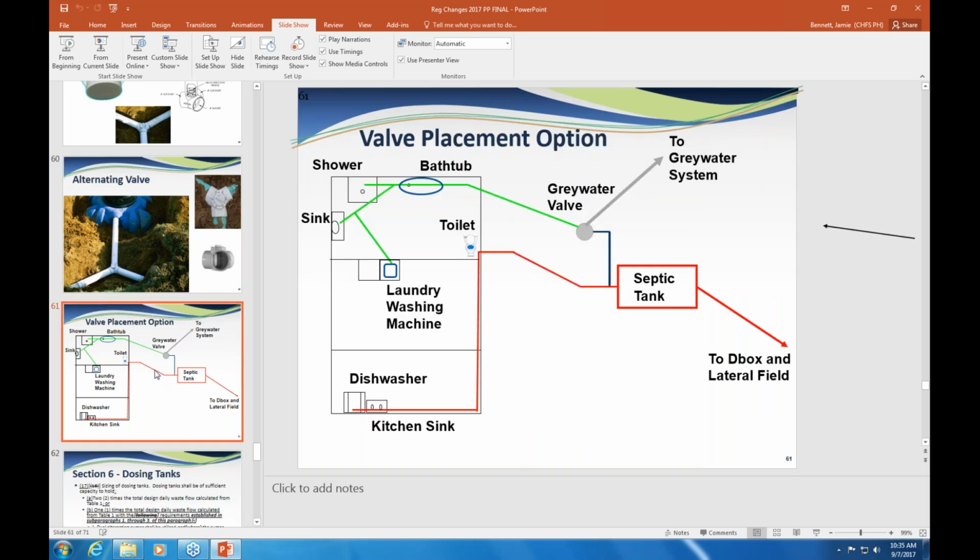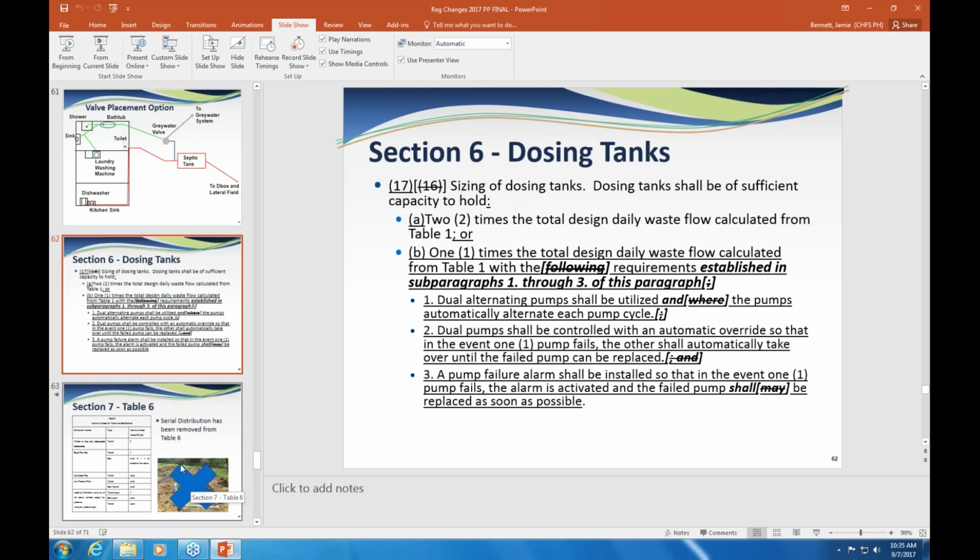And there's another option for your valve placement, showing your bathtub, shower, sink, laundry washing machine. Going to the gray water system, follow the green line, then everything else following the red line. They meet where the alternating valve would be, or no, they go into the septic tank and then on.